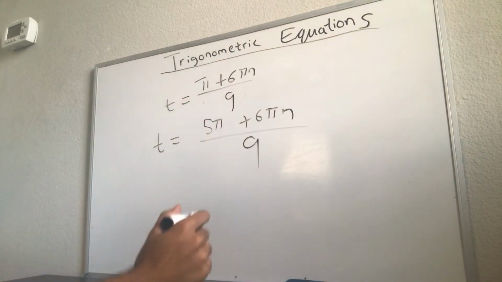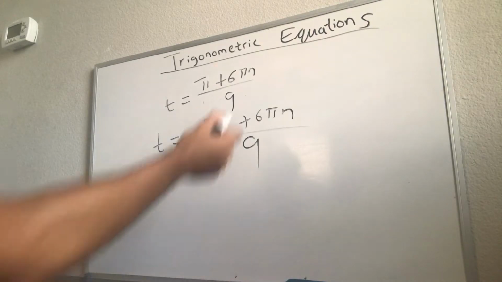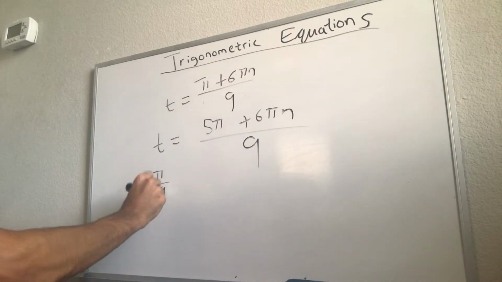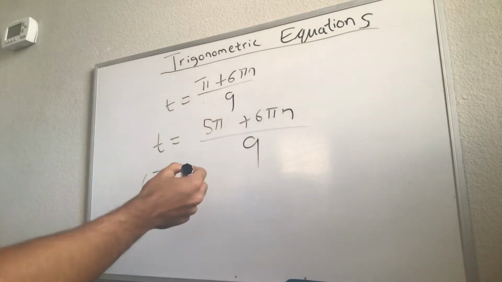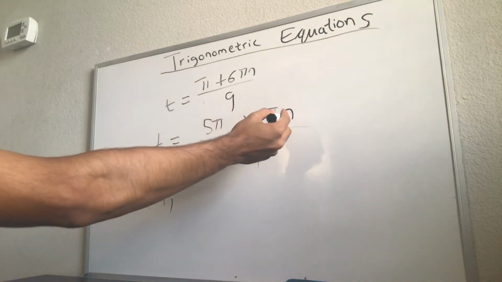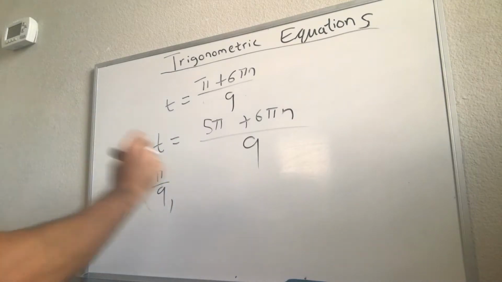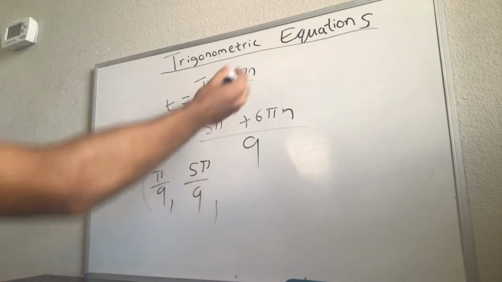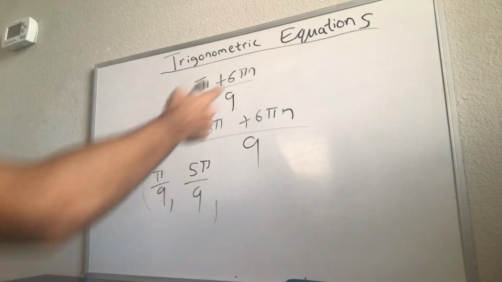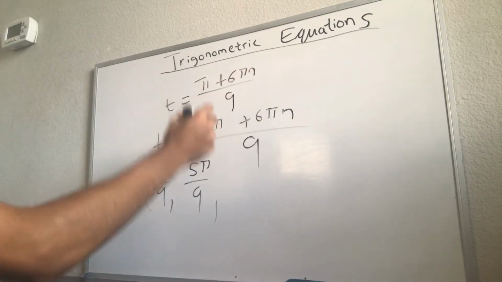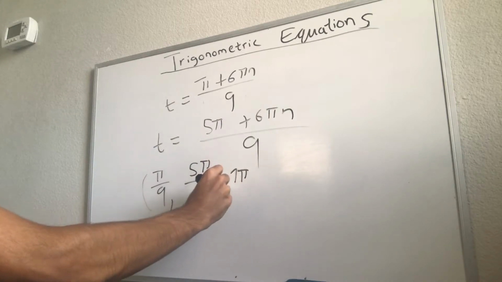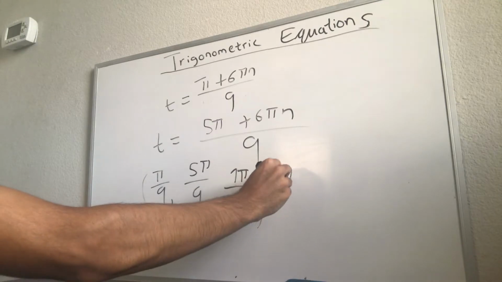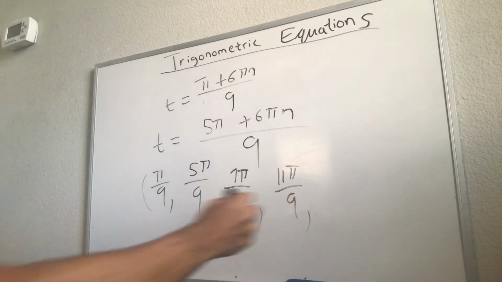To get all the values, let's just substitute in integers for n to determine possible values for t. So if we substitute 0 in for n, we're left with one of our answers. It's obviously pi over 9. We place in 0 here, and we see 5 pi over 9, right? And now we can place in 1, right? We place 1 here, so we get 7 pi over 9. We place 1 here, so we get 11 pi over 9.